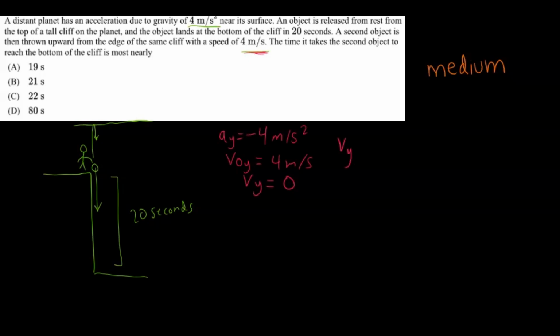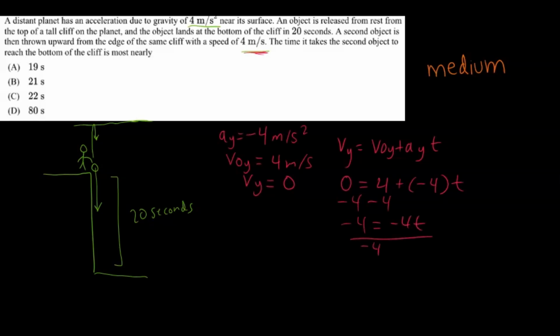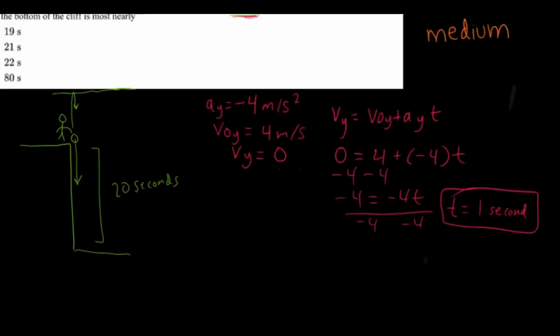So we can use this kinematics equation to find the time. Our final velocity is 0, our initial velocity is 4, and we add on the acceleration due to gravity times time. We can subtract 4 on both sides to get negative 4, and divide by negative 4. We find that the time it takes is 1 second. So for this object to reach its max apex height, it takes 1 second.